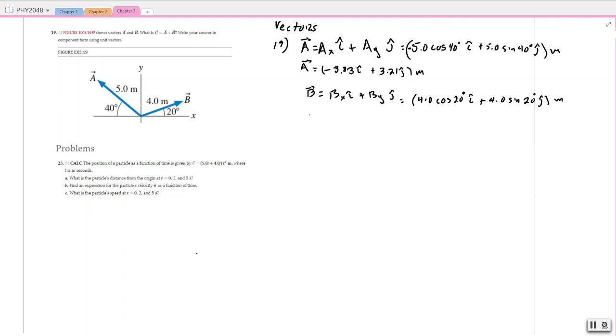So now when I calculate the components of the vector B, I will get that 4.0 cosine of 20 would be 3.76 i plus 1.37 j. All these in meters, of course, right?